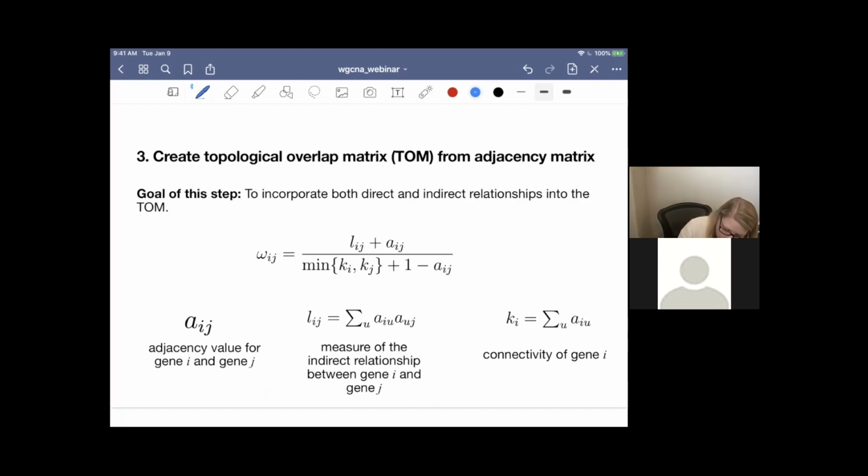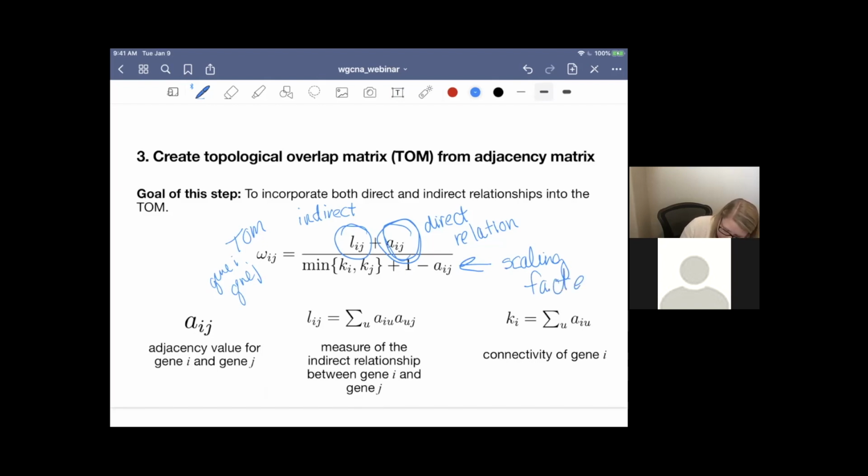So this A1ij, if we're looking at the TOM value between gene I and gene J, then the aij is the direct relationship, and lij is the indirect relationship between the two. And then this is just a standardizing or scaling factor down here, this combination.